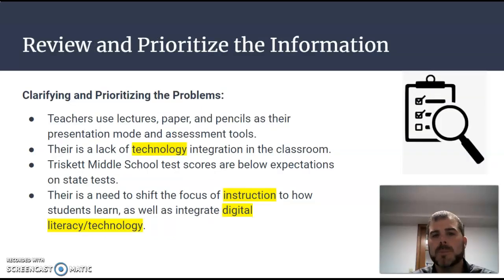Now we're going to review and prioritize the information by clarifying and prioritizing the problems. First, teachers use lectures, paper, and pencils as their presentation mode and assessment tools. There is a lack of technology integration in our classrooms. Triscuit Middle School test scores are below expectations on state tests. And there is a big need to shift the focus of instruction to how students learn, as well as integrate digital literacy and technology.